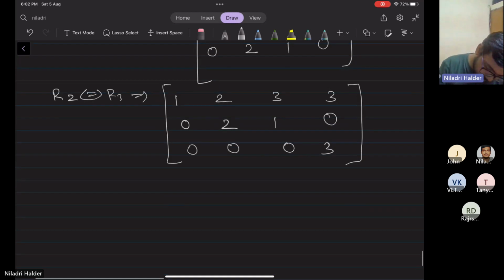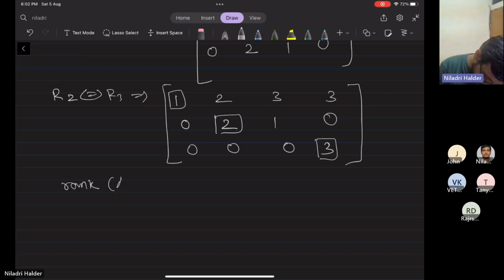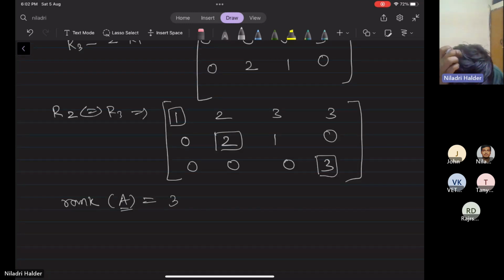Okay, so the rank is the number of pivots. So this is 1, 2, and 3. Sorry, this is the row reduced echelon form. Okay, so rank of A is equal to 3. Okay, so is it correct?